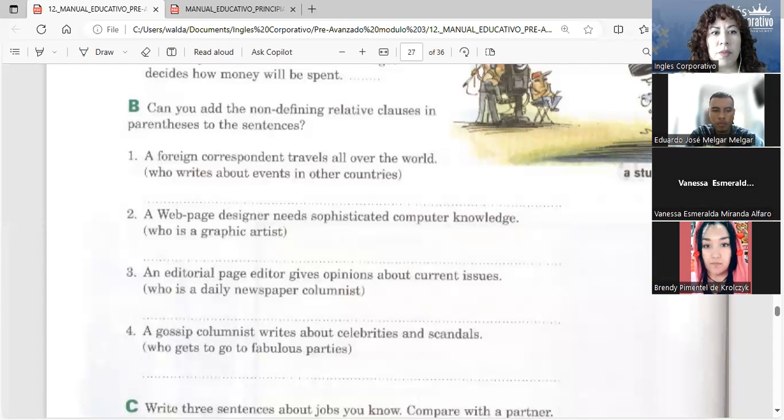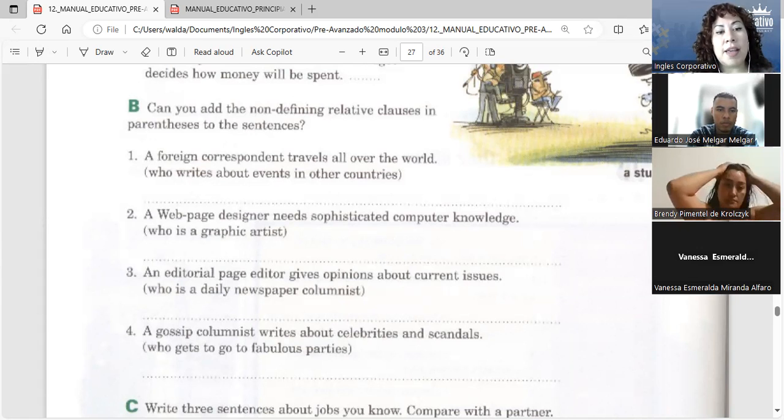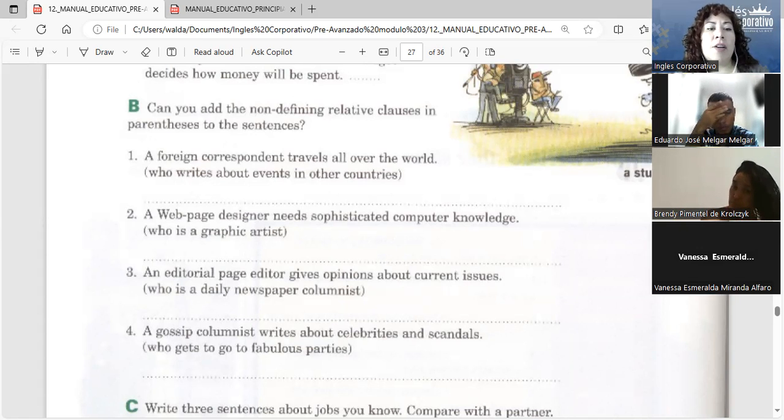Yes, teacher. Wonderful. Okay. So this is the exercise letter B about non-defining relative clauses. Those are the clauses that give extra information, and we need to use commas. So it says here, can you add non-defining relative clauses in parentheses to the sentence?